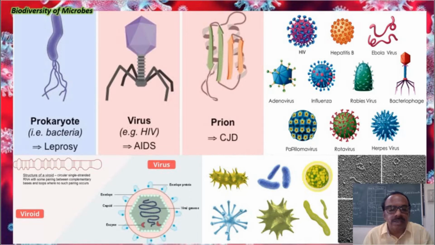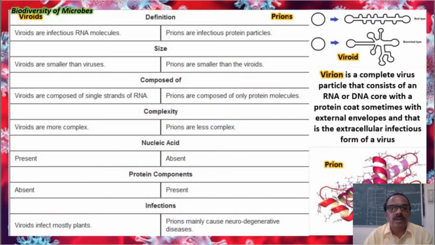And on the other hand we have a viroid. There is a difference between prions, viroids and virions. A virion is a complete virus particle that contains RNA or DNA in the core with a protein coat. Sometimes an external envelope may be there or may not be there. A prion is just a protein.